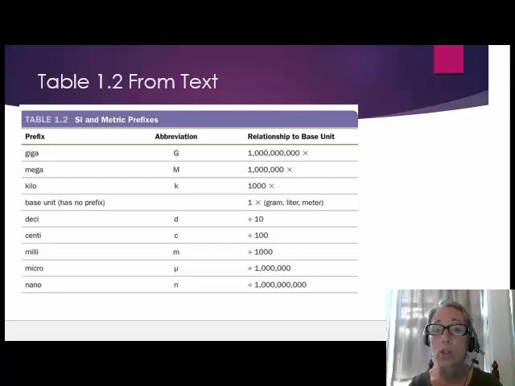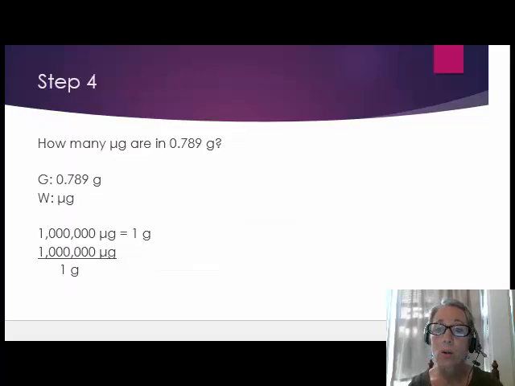Looking at table 1.2 from the text, we see that micro means 1 millionth. Thus, 1 million micrograms is equal to 1 gram. Since we are converting from grams, the unit of grams needs to be in the denominator. And we want micrograms, so micrograms goes in the numerator. Thus, our conversion ratio is 1 million micrograms per 1 gram.